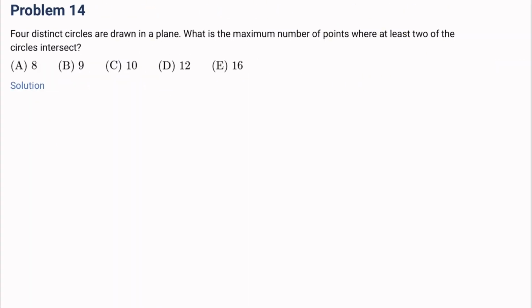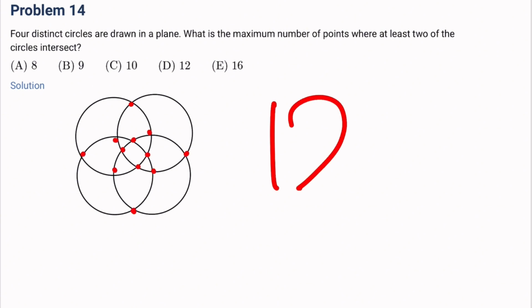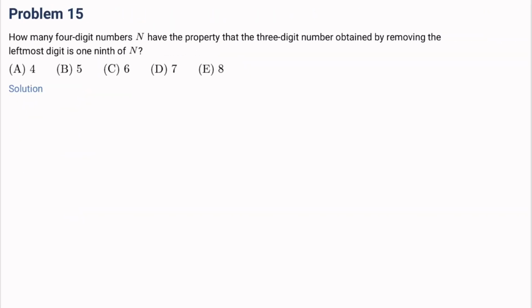Number 14. 4 distinct circles are drawn on a plane. What is the maximum number of points where at least 2 of the circles intersect? We want the maximum number of points, so we can just draw them like this, this, and this. So that will be the maximum number of points. If we count them, they will be 1, 2, 3, 4, 5, 6, 7, 8, 9, 10, 11, 12. So we have 12 points. The answer is D.